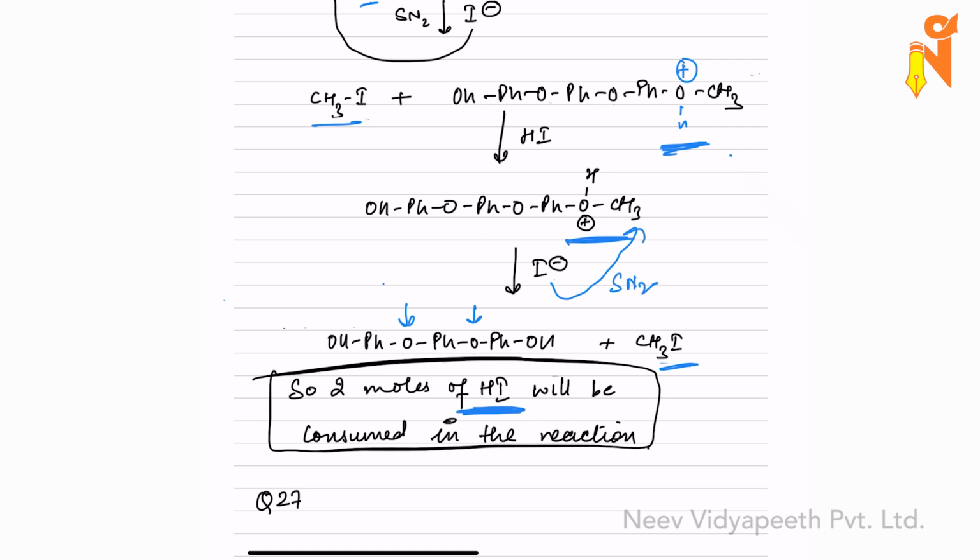One mole to break the CH3 which is the starting point of the compound, and one to break the CH3 which is the end point of the compound. So 2 moles of HI will be consumed.